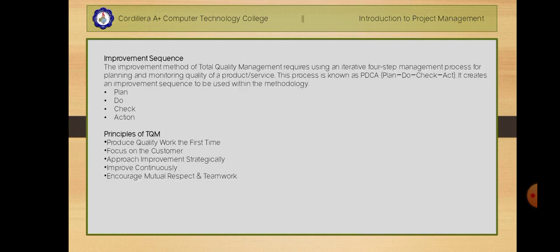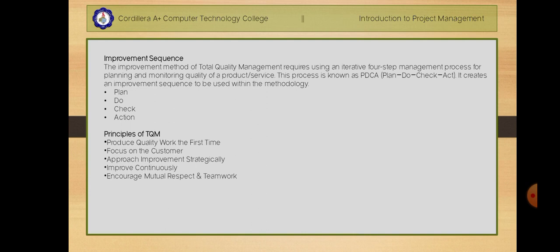So, next is we have the improvement sequence. How are you going to improve your product or your services? The improvement methods of our total quality management require using the iterative 4-step management process for planning and monitoring the quality of our product or service.